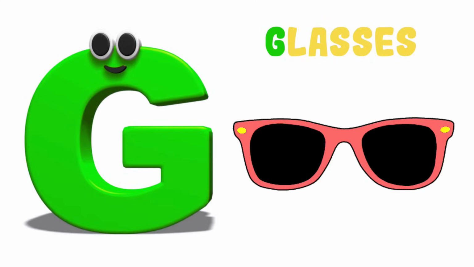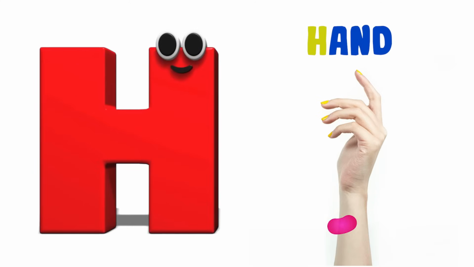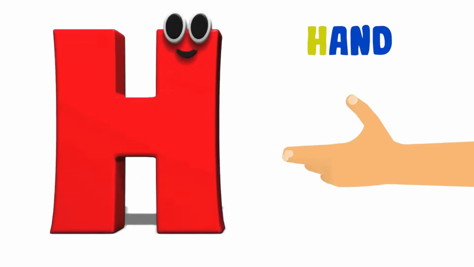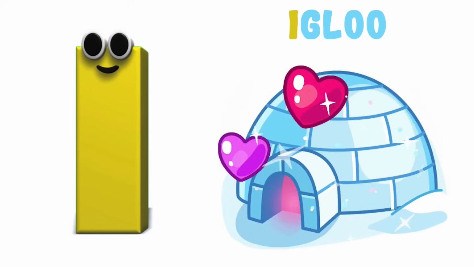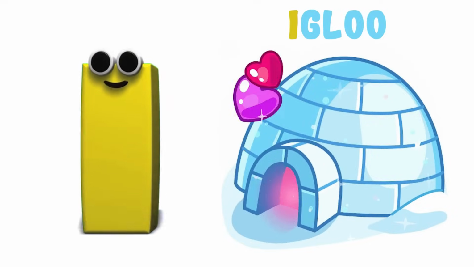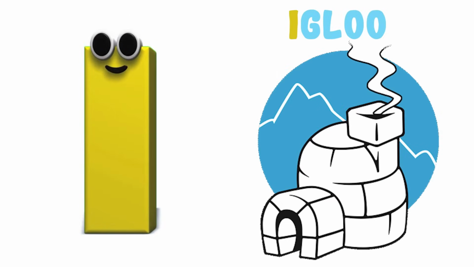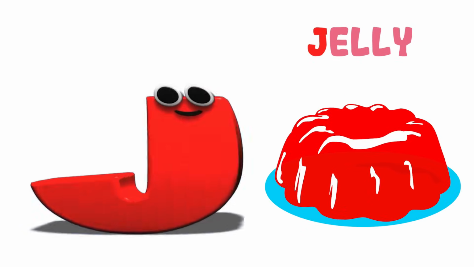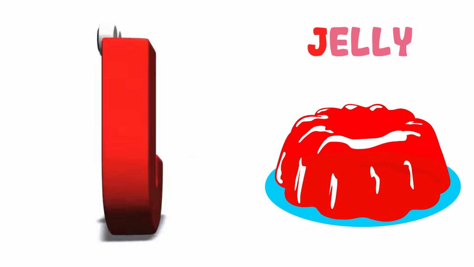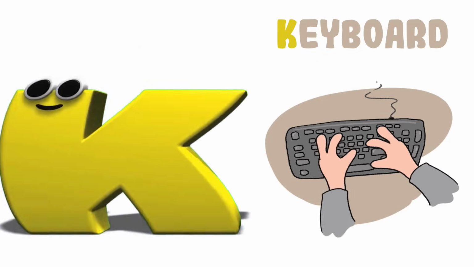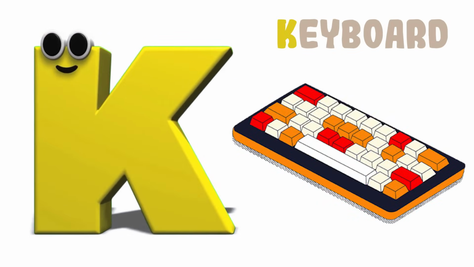G, glasses. H is for hand. I is for igloo, I, I, igloo. J is for jelly, j, j, jelly. K is for keyboard, k, k, keyboard.